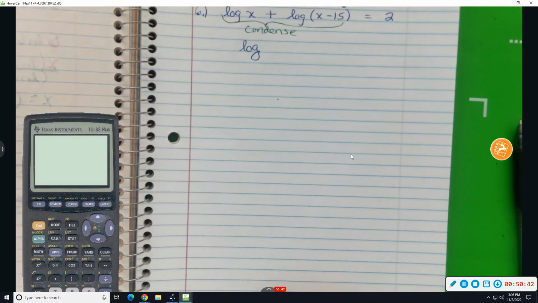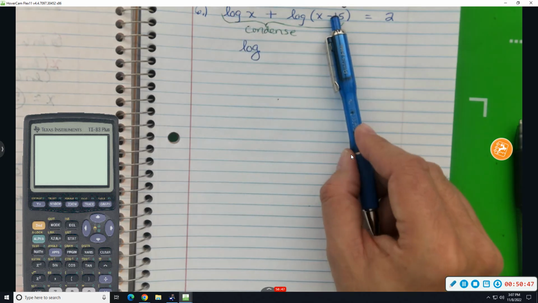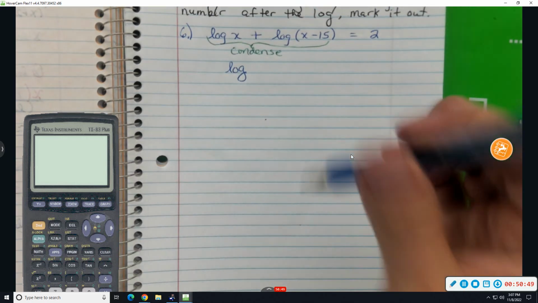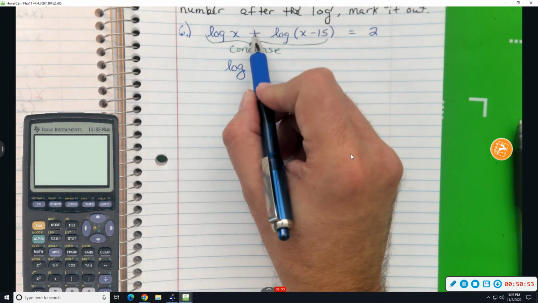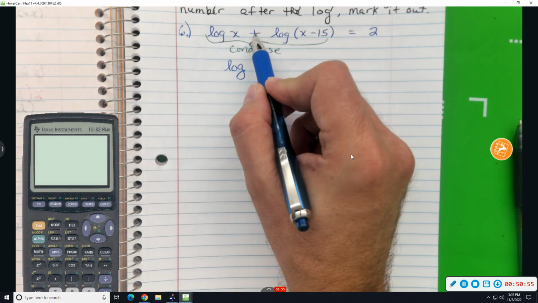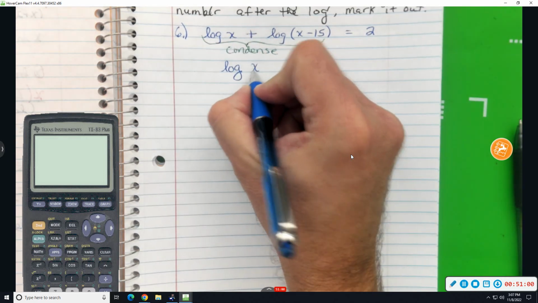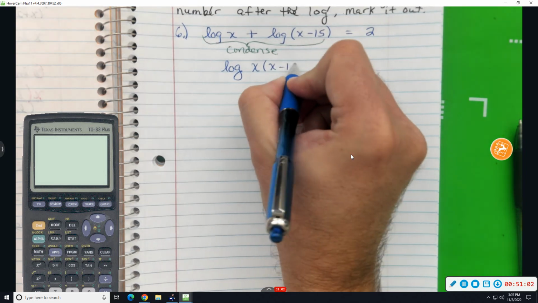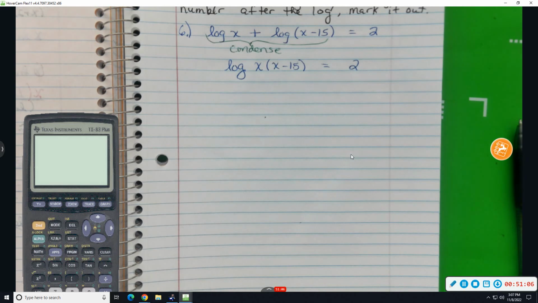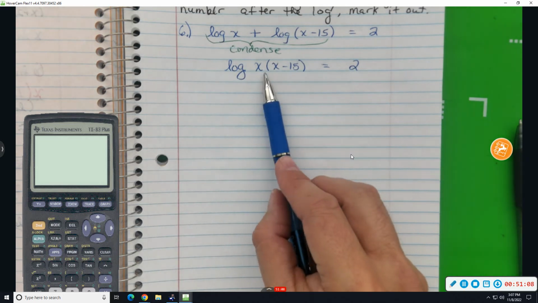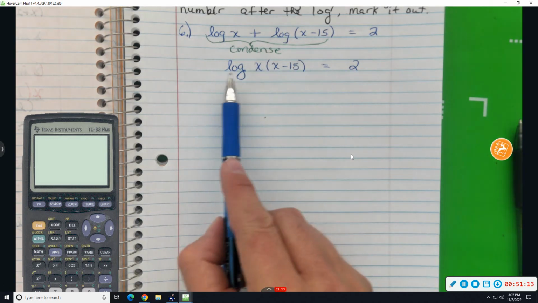Over here, if we're going to condense this down to just one logarithm, you ask yourself, okay, is there a fraction bar? If this plus had been a fraction bar, a minus, then there'd be a fraction bar. So instead, we just have that. X times x minus 15. If it had been a plus, you'd go over.